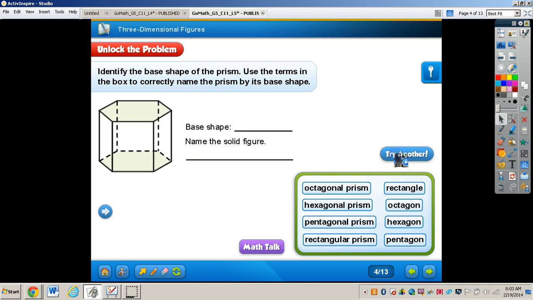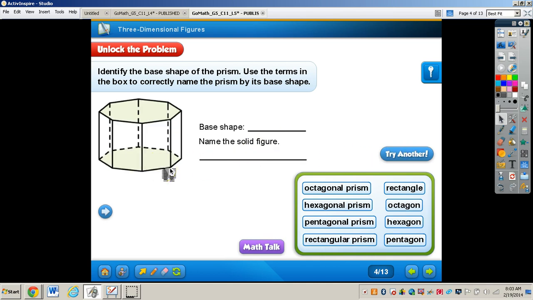Let's try another one. First of all, in order to identify this type of prism, we need to figure out the base shape. We can see that the base shape has 1, 2, 3, 4, 5, 6 sides, and we know that anything with 6 sides is a hexagon. So therefore, since the base shape is a hexagon, we could say that this is a hexagonal prism.